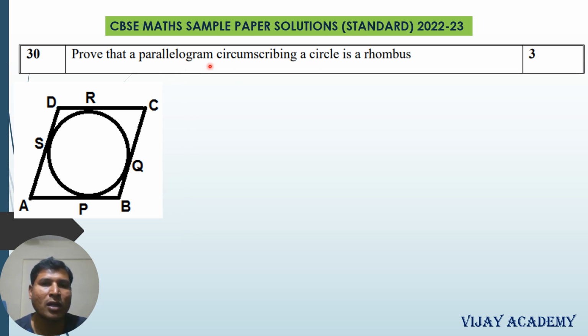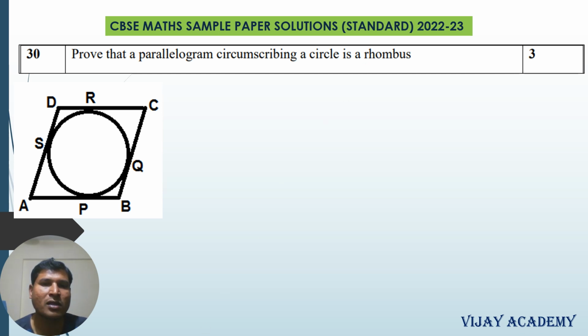So a parallelogram circumscribing a circle means a parallelogram should be drawn around a circle in such a way that the sides of the parallelogram should touch the circle. So you can see in the figure, the sides AB, BC, CD and DA of a parallelogram ABCD touch the circle at 4 points. The points of contact are named as P, Q, R and S. So we are supposed to prove that this parallelogram is a rhombus.